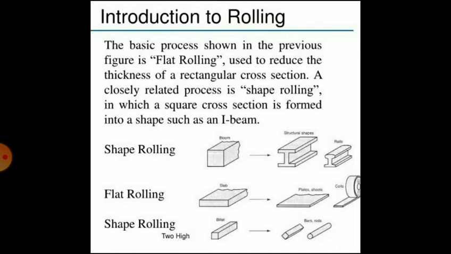The basic process shown is a flat rolling process, used to reduce the thickness of a rectangular cross section. A closely related process is shape rolling, in which a square cross section is formed into a shape such as an I-beam. These are the examples given in the diagram. In shape rolling you get cross sections like I-beams, and in flat rolling you get sheets.